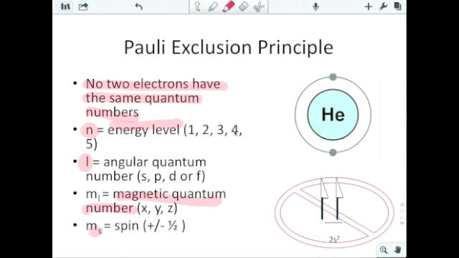We're really not going to use quantum numbers a lot in pre-AP, but basically what this means is that no two electrons can have the same spin. The arrows that we have in writing our arrow notation can't be going in the same direction. They can't have the same spin as each other. They have to have opposite spins.